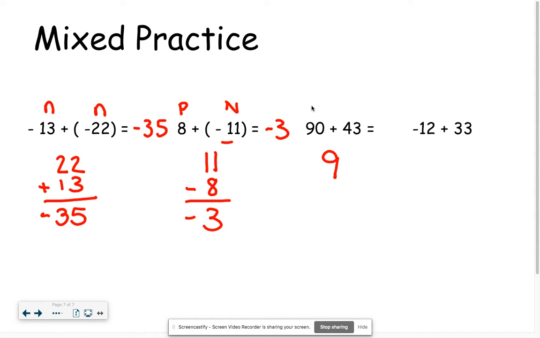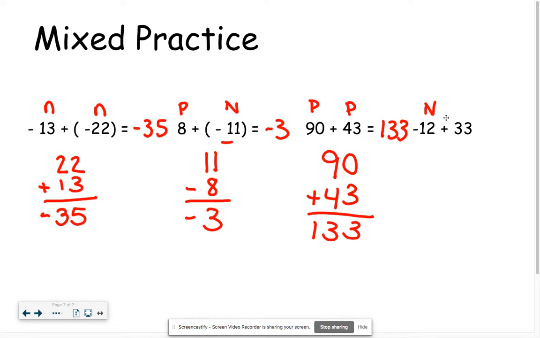We have a positive and a positive, so we just add those two together, and we will get a bigger positive number. We have a negative and a positive, so we need to find the difference between our bigger number and our smaller number. And our bigger number was positive, so our answer is positive.